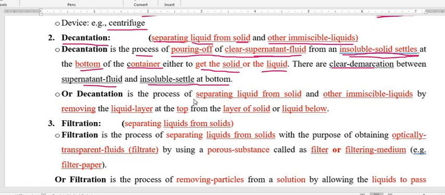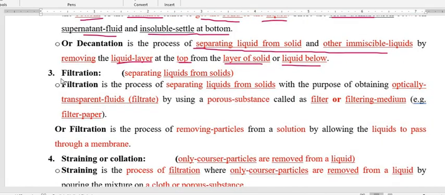Decantation is the process in which we separate the liquid from the solid or other immiscible liquid by removing the supernatant layer, that is the liquid layer, which is usually at the top, from the solid that usually settles at the bottom. And the process is called decantation.